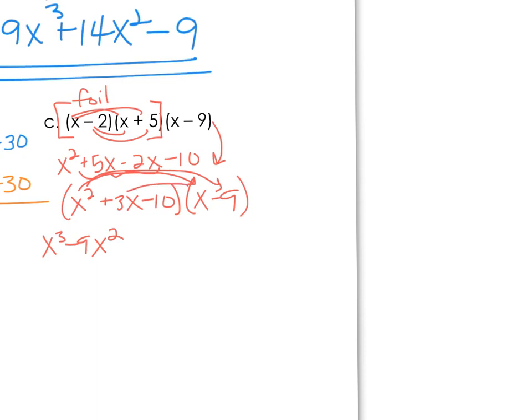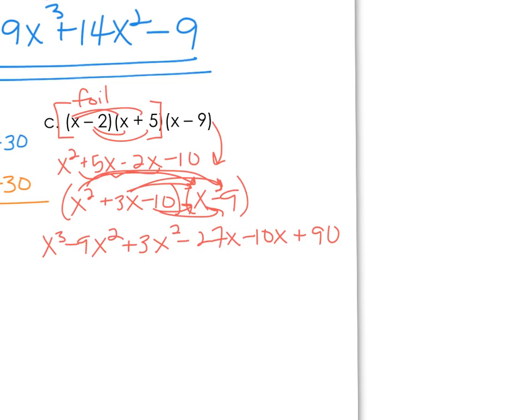Take 3x, do the same thing. 3x times x is positive 3x squared. 3x times negative 9 is minus 27x. And then last but not least, that negative 10 to both terms. Negative 10 times x is just negative 10x, that product. And then negative 10 times negative 9 is positive 90.